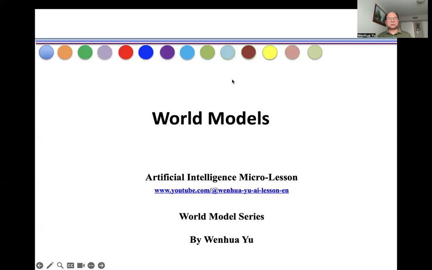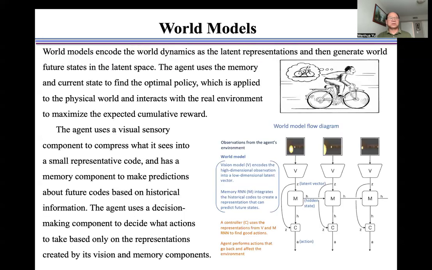In this video, I introduce world models. World models encode the world dynamics as the latent representations and then generate world future states in the latent space. The agent uses the memory and current state to find the optimal policy, which is applied to the physical world and interacts with the real environment to maximize the expected cumulative reward.